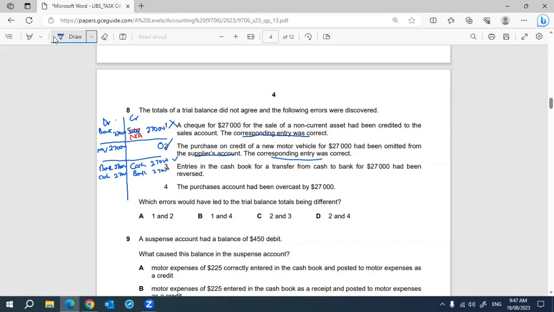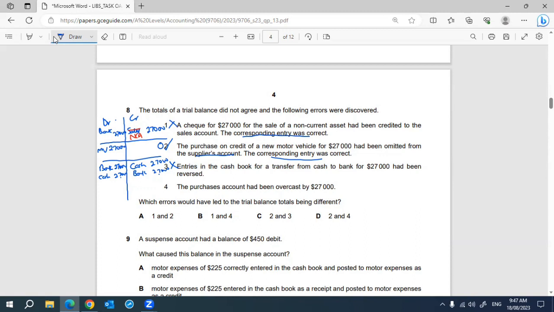Now, although the account names are wrong, since they are equal amounts, 27,000 on each of the debit and credit side, the trial balance can still balance. So by the way, this type of error is called error of complete reversal. So it will not affect the balancing of the trial balance. So therefore, this is not what we're looking for.